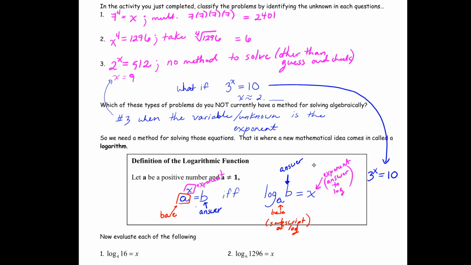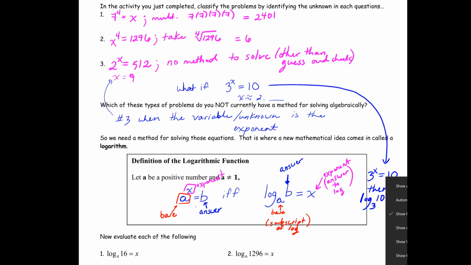So if I take this exponential equation and I rewrite it, so I could say, since I have this, then I know that I have this next piece. What would this look like in log form? 3 to the x equals 10 would be what? Log base 3 of what? 10 would give me my x value.